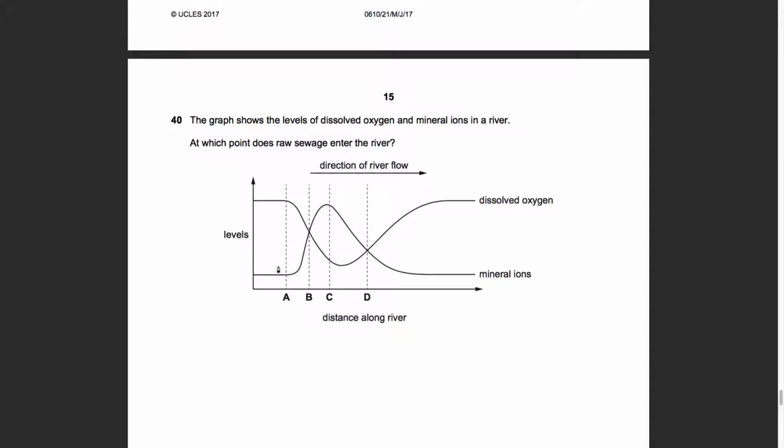What you're going to expect if sewage is entering the water is a sudden surge in mineral ions from the actual sewage. And so I would say with quite a surety that A would be our answer. And that is where the sewage was introduced to the river. And over time, you might see that it recovers back to what it was before the sewage entered the river.